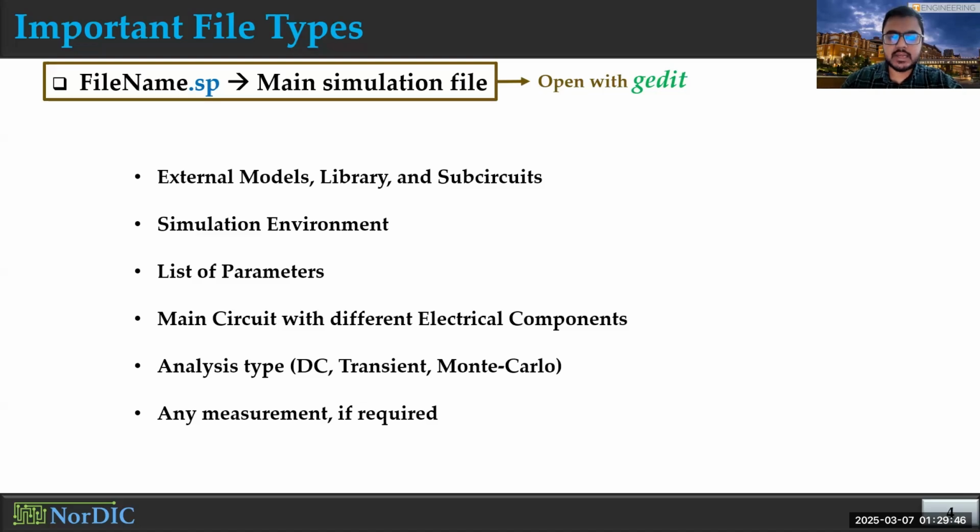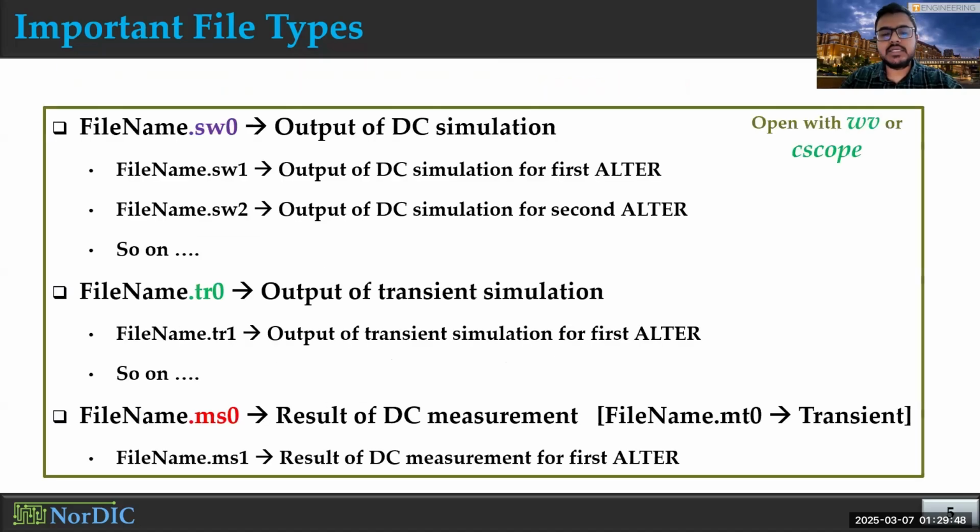And then when we run the circuit simulations, HSPICE will generate the voltages of all the nodes in the circuit that we have built, and it will also store the current flow and the power consumption of every component in the circuit. And based on the analysis that we run, it will create different types of output files. For example, if we run the DC analysis, the output file that will be generated will have a .sw extension.